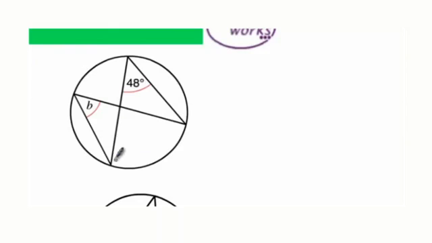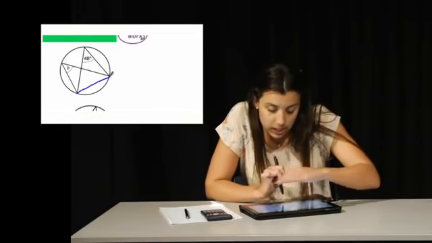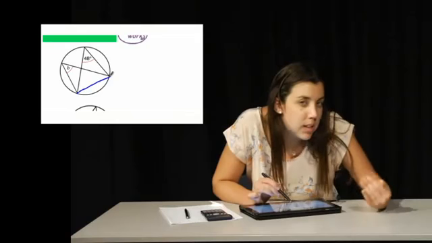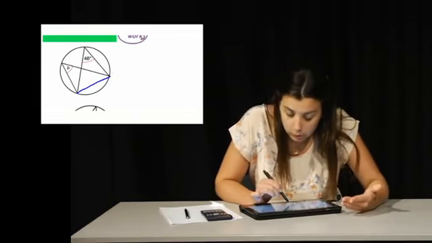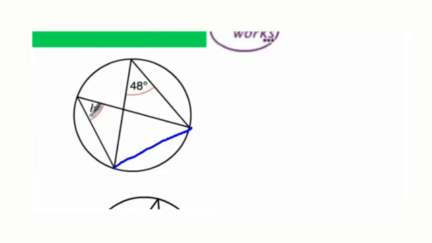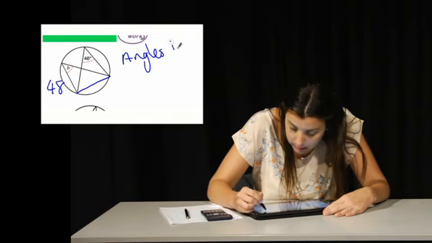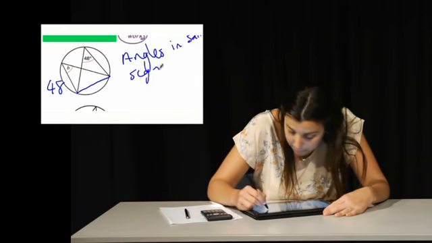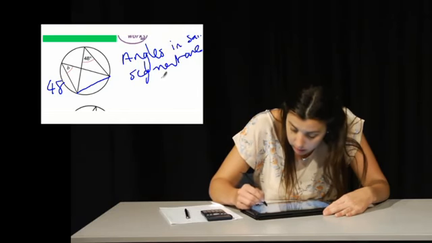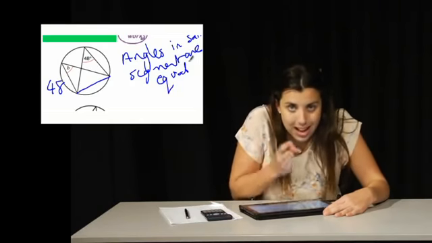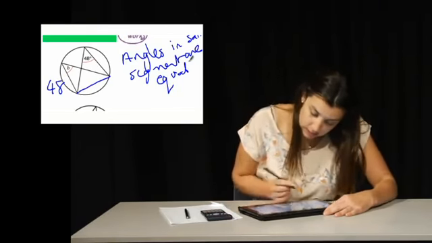This one here, this line across here, which you can't see, is the chord. That's splitting the circle into two segments. Angles in the same segment are equal. That's a circle theorem. So if that's 48, B has also got to be 48. Write down angles in same segment are equal. That's going to get you your 2 marks. Angle, reason.